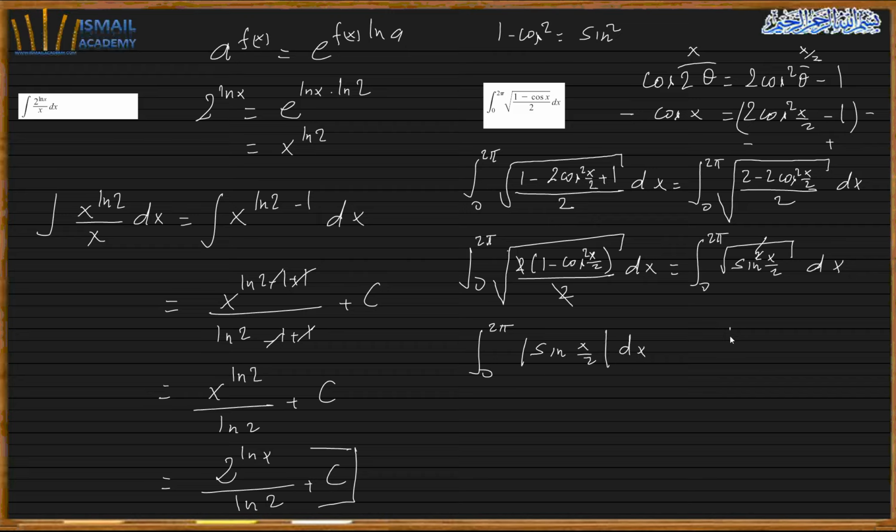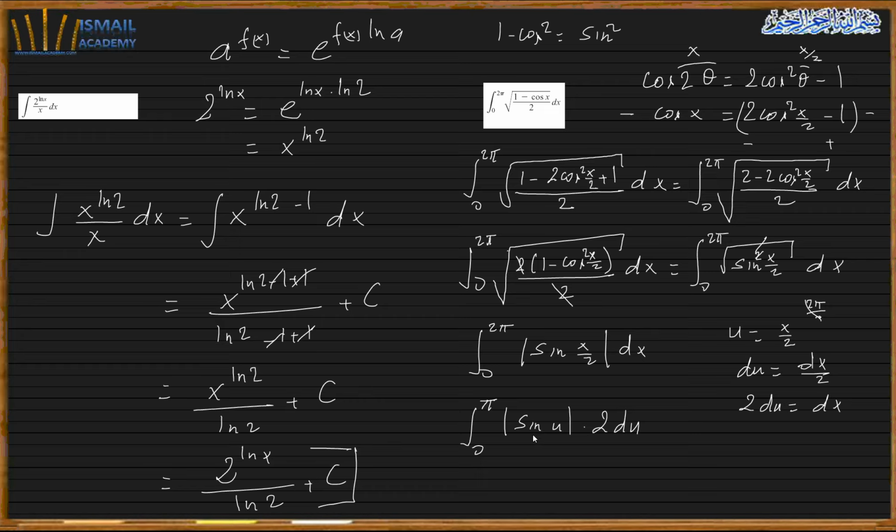Now I'm going to substitute, so u will be x over 2, so du will be dx over 2, so that means 2 du will be dx. Now I need to change the boundary. When x equals 0, u will be 0, and when x equals 2 pi, u will equal pi. Just put 2 pi here, you have 2 pi over 2, so it's just pi. And here will be the absolute value of sine of u times 2 du.